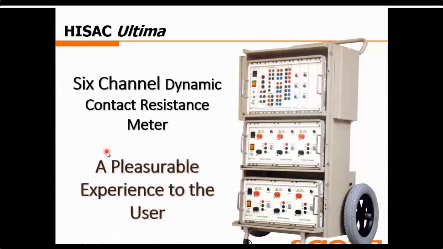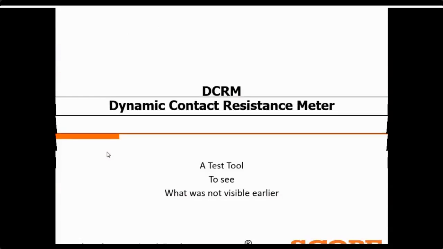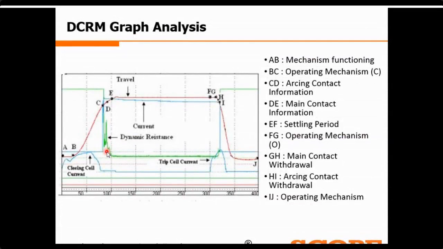Particularly, I would like to highlight that the DCRM is to check the behavior of the circuit breaker, as Aritra explained. In line with that context, I would like to highlight that the DCRM measurement is to check the behavior of the circuit breaker while making and breaking: first, engagement of the arcing contact, then engagement of the main contact, then disengagement of the main contact and the disengagement of the arcing contact.